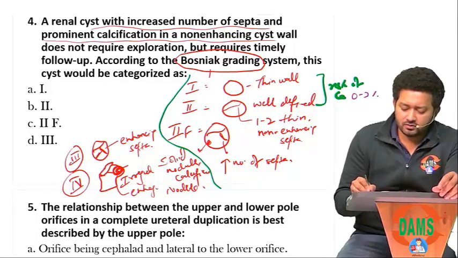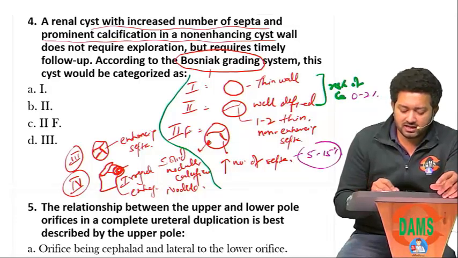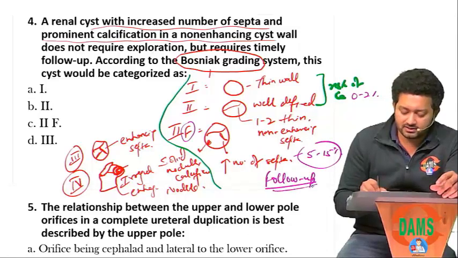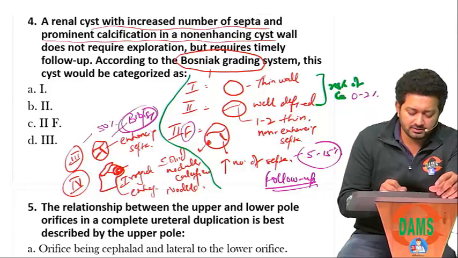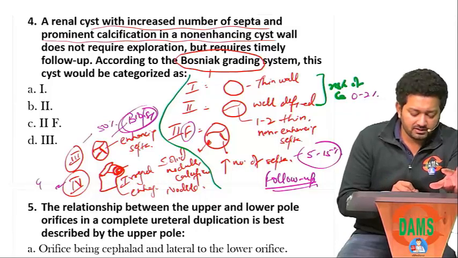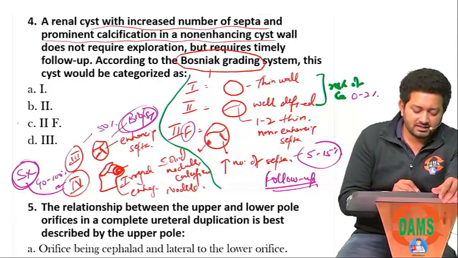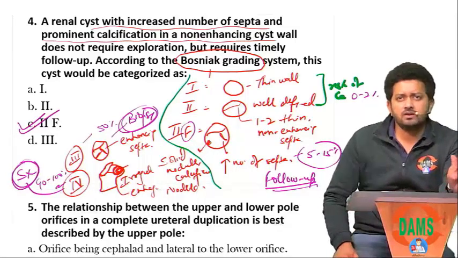Almost 0 to 2%, so you don't need to do anything. In 2F, the risk of malignancy is around 5 to 15%. These F means follow-up. You need to do follow-up in these cases. In 3, the risk of malignancy is almost 50%, so you need to take a biopsy. And in 4, the risk of malignancy is almost 90 to 100%, so you will do a surgery. So this is 2F. As per the question, the cyst is 2F, so they need follow-up.